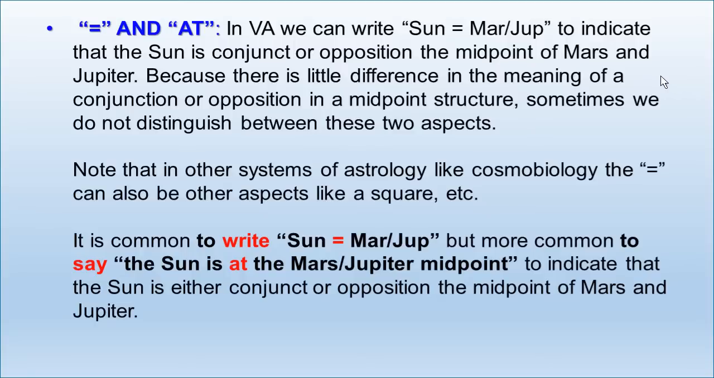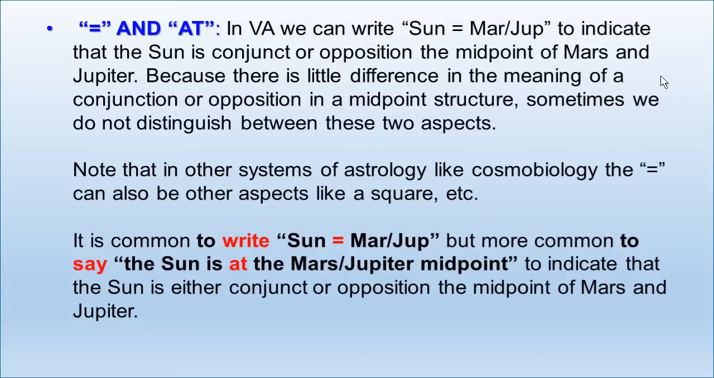In Iranian astrology, they use more aspects than are used in cosmobiology. So the equals includes all of the aspects. So equals means you have the midpoint structure, Sun equals Mars, Jupiter, and you're not bothering to distinguish which of the aspects it happens to be that you use. In VA, it's going to be a conjunction or opposition. And why do we use equals? Because there's very little difference in the meaning of a conjunction or opposition. Most of the meaning is in the planets and what vibration we're in, so sometimes we don't bother with it.